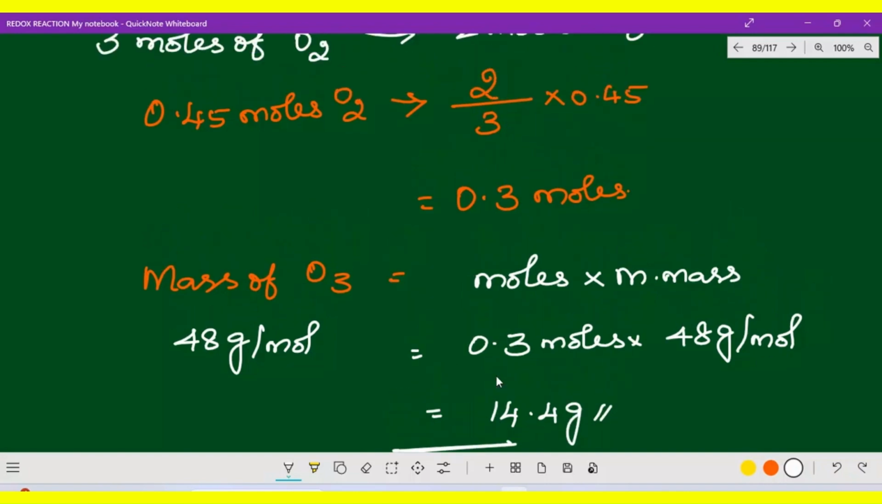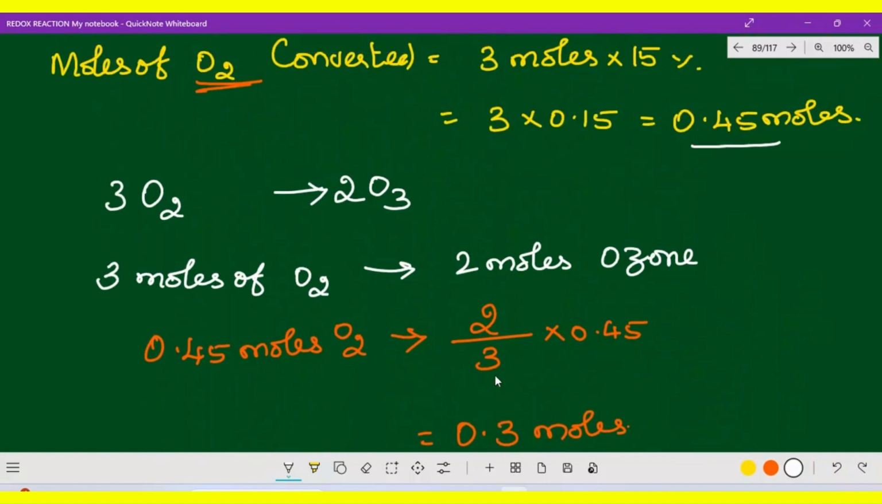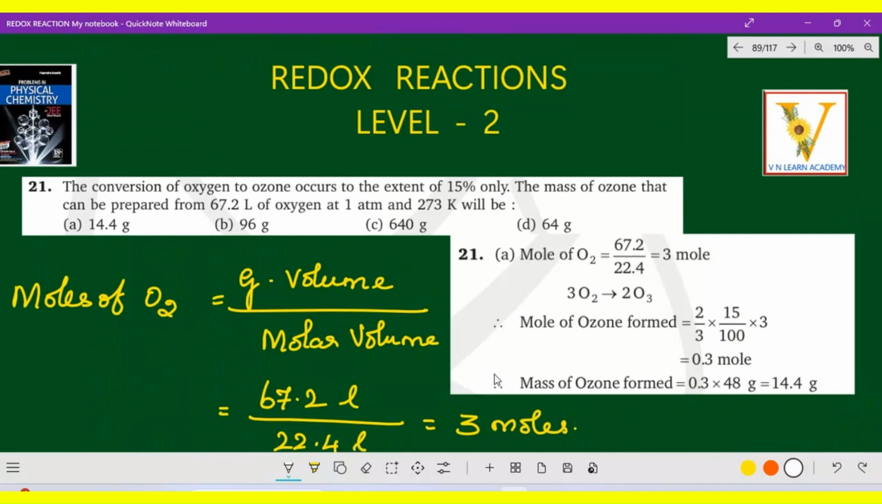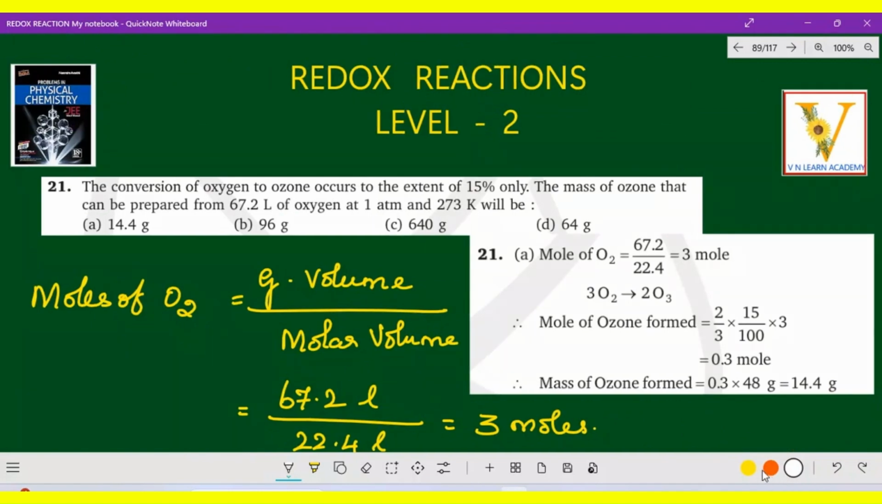Yes. Come on, let's go to the next question. Now let us see the option. Actually, the option is 14.4 gram. Yes, the first answer only, 14.4 gram.